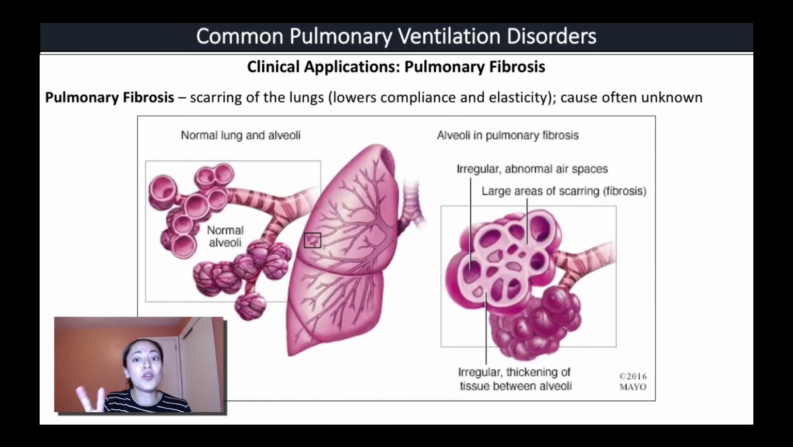The second disorder that I would like you to know is pulmonary fibrosis. This is scarring of the lungs, and the cause of it is usually unknown.